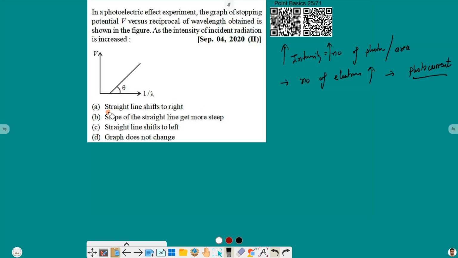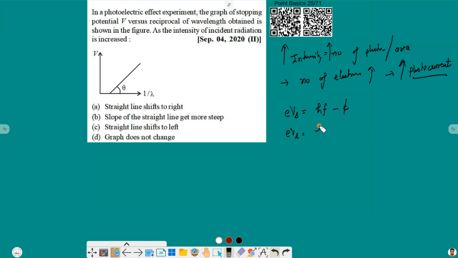So if we see our options: straight line shifts to right, slope of the straight line becomes more steep, straight line shifts to left, graph does not change. Here we are not sure whether these will happen or not, because we only know that photocurrent will increase, and we have to connect photocurrent with these given options. So what we will do is try to get this graph from the equation. We know that e times the stopping potential is equal to h times frequency minus work function.